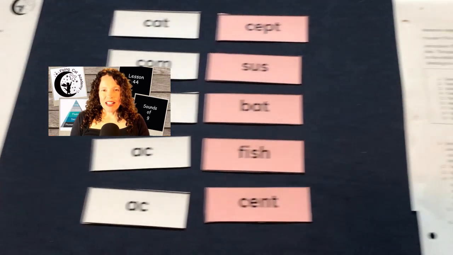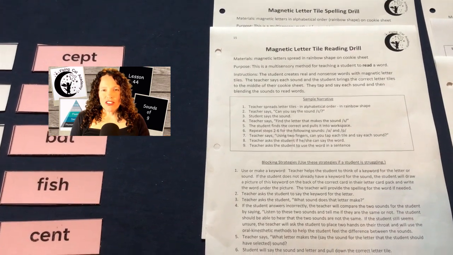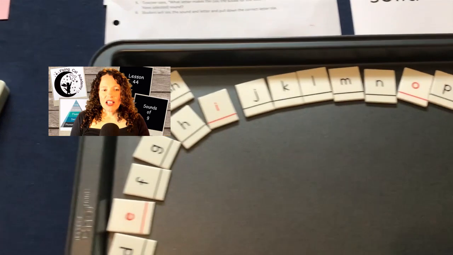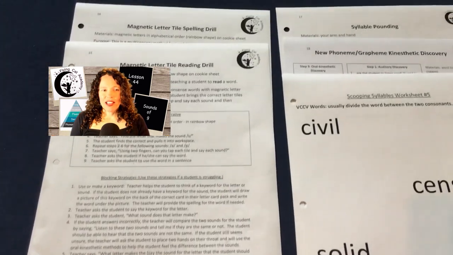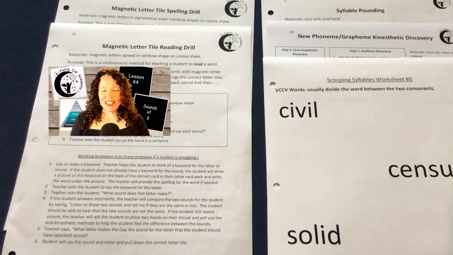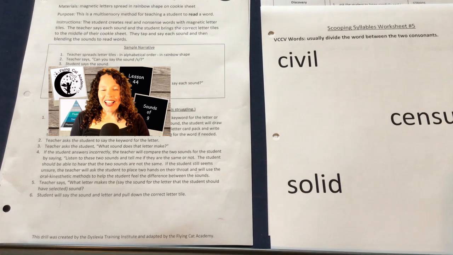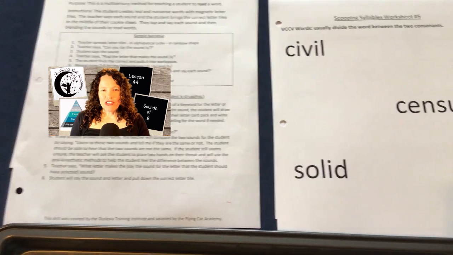Moving on to the magnetic letter tile drill for spelling and reading, you'll need the teacher instruction sheets and the cookie sheet with the magnetic letter tiles spread in a rainbow shape. Then we'll have the syllable pounding instruction sheet, the new phoneme grapheme kinesthetic discovery instruction sheet, and the sheets for the lesson. There will be the scooping syllables sheet.